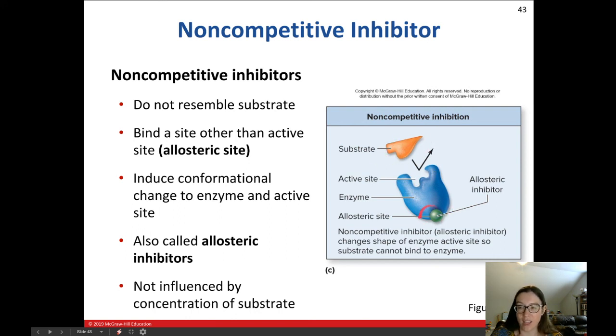That change in the shape of the active site then means the substrate doesn't fit. Once again, this is kind of like a switch. When the inhibitor binds, it turns off the enzyme. It makes it so the substrate does not fit in this active site anymore. Because they don't compete for a spot in the active site, the substrate concentration doesn't matter. Whenever this allosteric inhibitor is present, it binds to the allosteric site and totally turns off the enzyme. So it doesn't matter how much substrate is there if the enzyme is turned off. They are not influenced by the concentration of substrate.